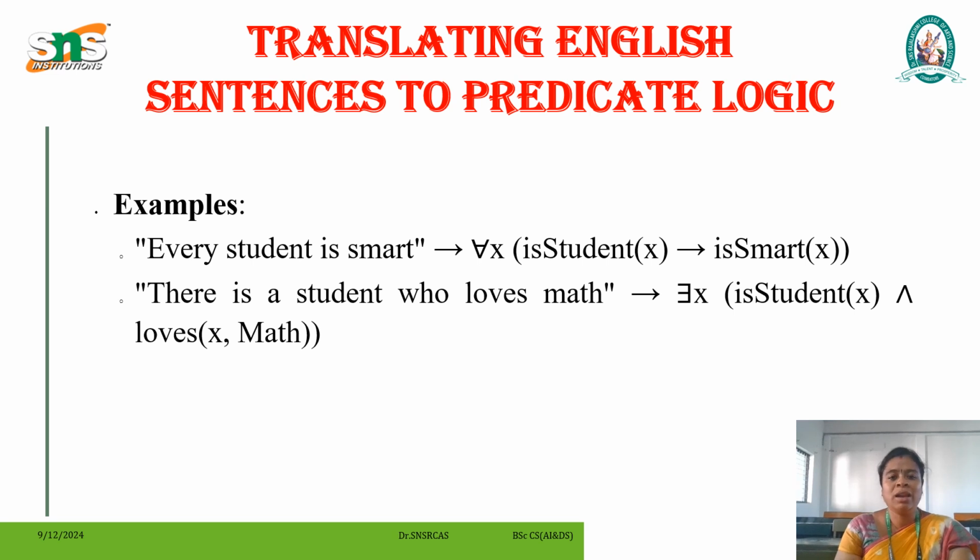Next one, translating English sentences to predicate language. Every student is smart. For all X, student of X implies smart of X. That is, the students who love maths. Only the students selected for maths.